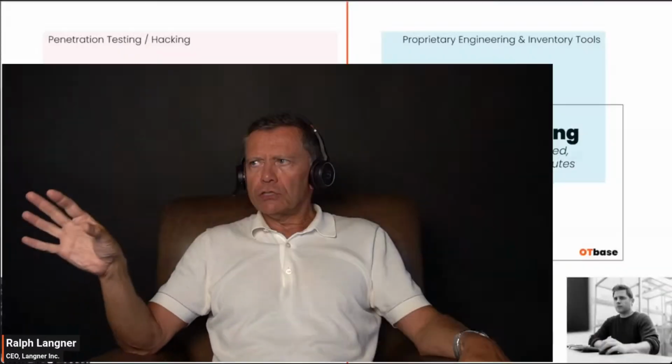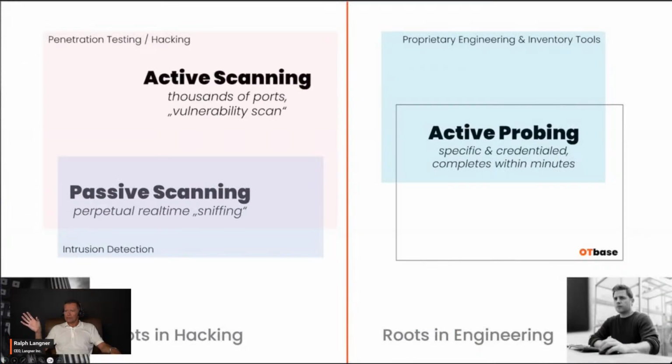Okay. So that only works so well if you want to try to extend the use cases to building an OT asset inventory. With the third technology that we look at, which is active probing, things are different. Active probing has a totally different heritage. The two other technologies that we have discussed, active scanning and passive scanning, come from the security/hacking domain. The active probing approach comes from a totally different domain, which is engineering. Because what we call active probing is basically rooted in engineering systems, in engineering software and proprietary inventory tools that you see from the various automation vendors.